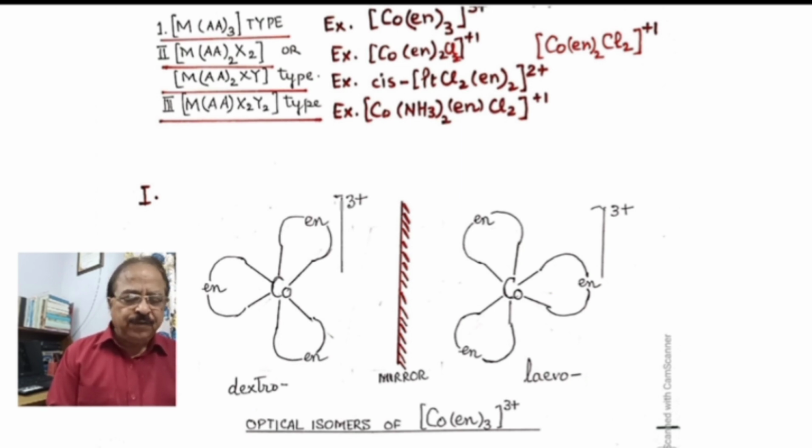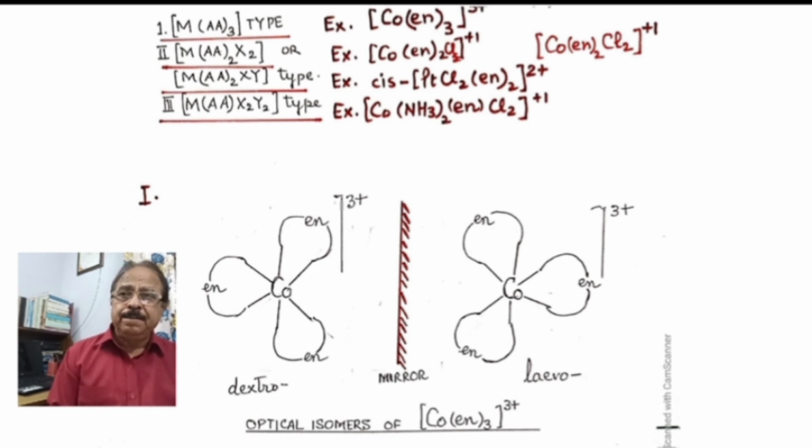One is that of a cobalt complex, and the name is dichlorido bis(ethane-1,2-diamine)cobalt(III) ion. And the second example which we will discuss is cis-dichlorido bis(ethane-1,2-diamine)platinum(IV) ion. So these two examples are of the second type. Now what is here? Two didentate ligands are attached to the metal ion, and two unidentate ligands of the same type are also bonded.